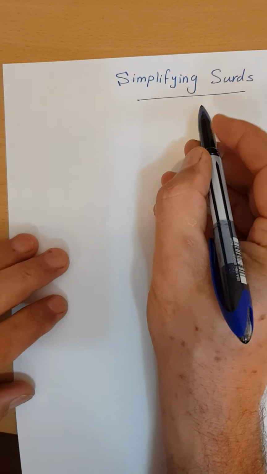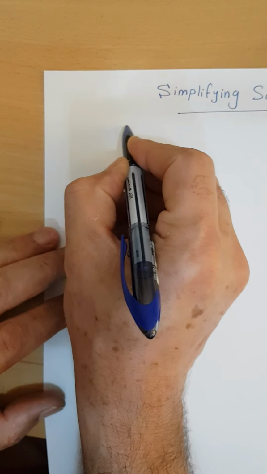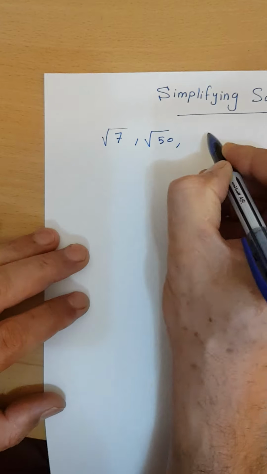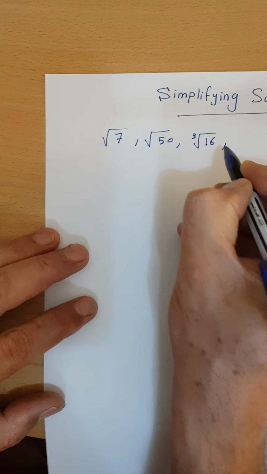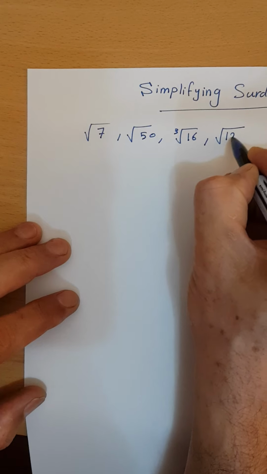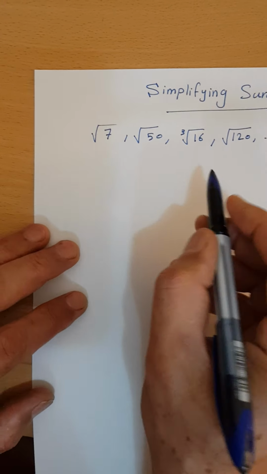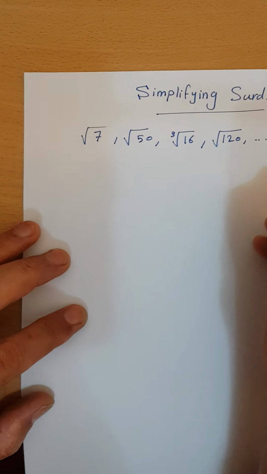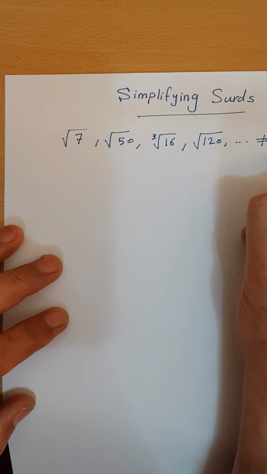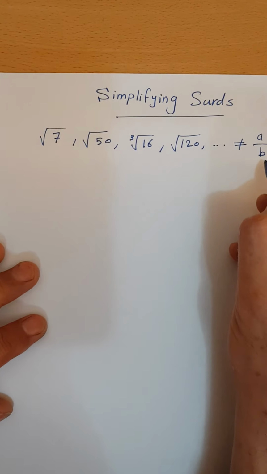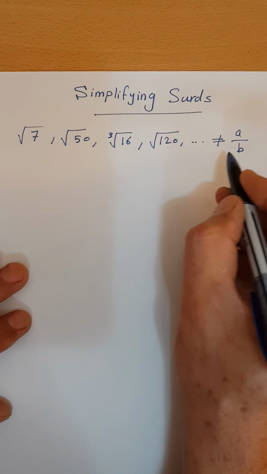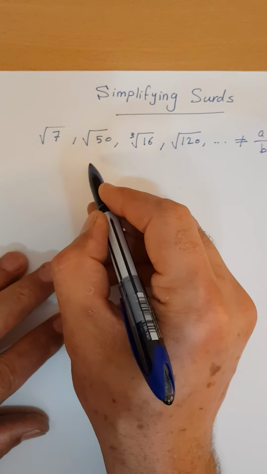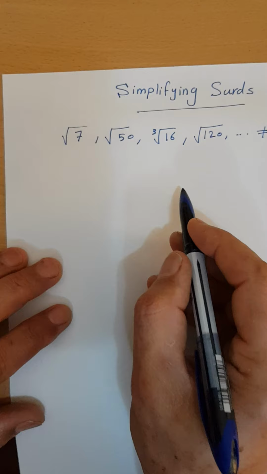Okay, simplifying surds. First of all, surds are square roots of numbers like root 7, square root of 50, cube root of 16, square root of 120, and so on. All these numbers are irrational numbers. Each of them cannot be written in the form a over b such that a and b are integers. You cannot write root 7 as a ratio between two integers. For this reason, all these numbers are irrational numbers. Okay, how can I simplify?